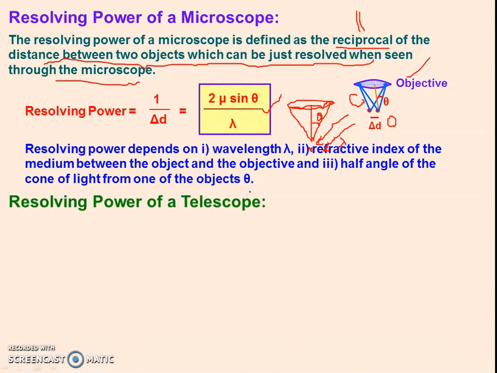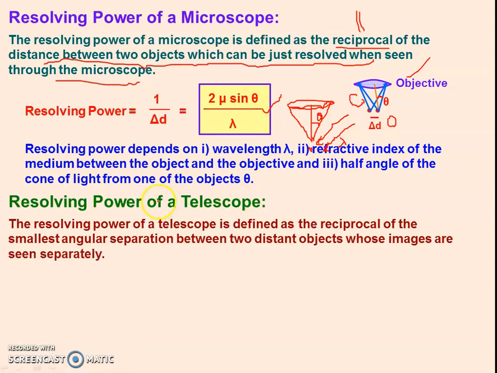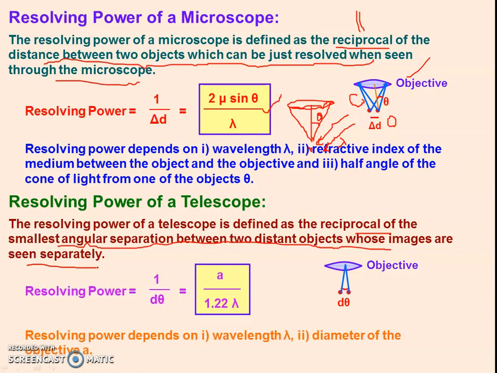Now the resolving power of the telescope. Now again, resolving power of a telescope is defined as the reciprocal of the smallest angular separation between two distant objects whose images are seen separately. Now see, in the sky there are so many stars. The least angular separation made with our eye, its reciprocal is the resolving power of the telescope. Now the formula of resolving power for the telescope is 1 by d theta.